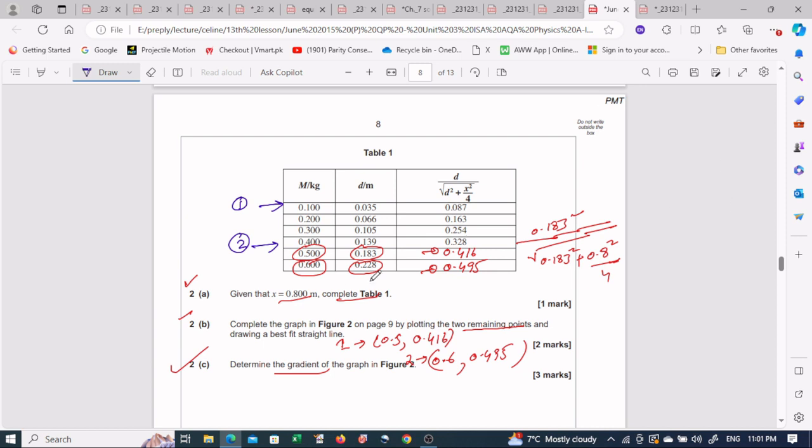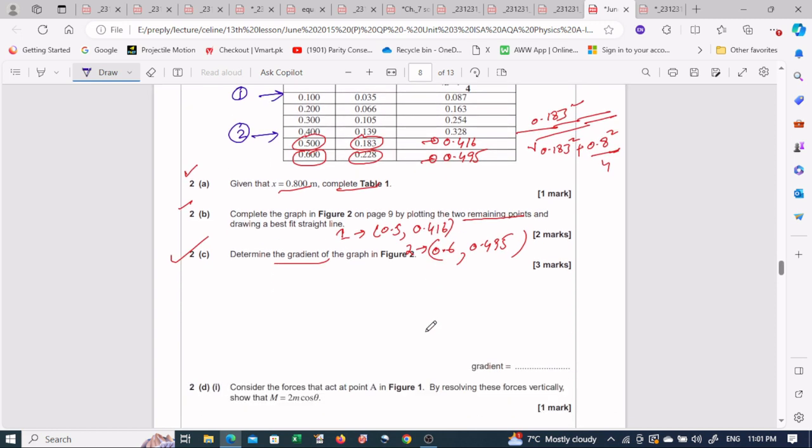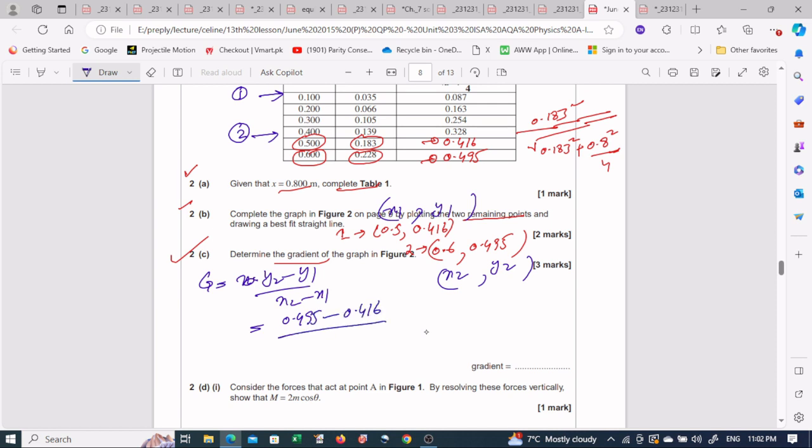So already I mentioned these 2 points here. 0.5 against 0.4. So this is x1 y1, this is x2 y2. Now the gradient is equal to y2 minus y1 over x2 minus x1. So y2 is 0.495 minus y1 is 0.416. The difference between the y points is the rise, and the run is... So actually you can choose different points.